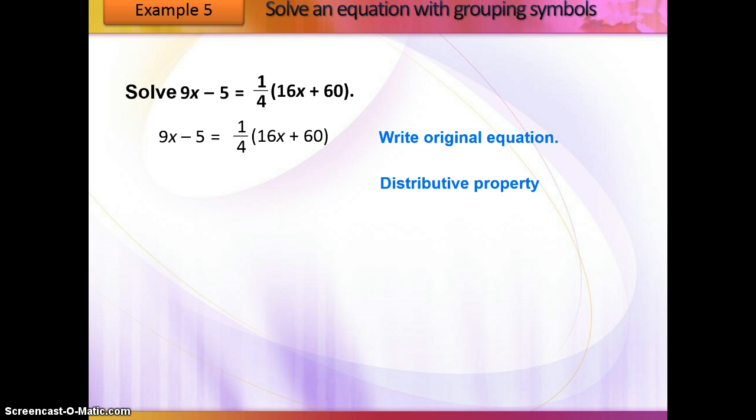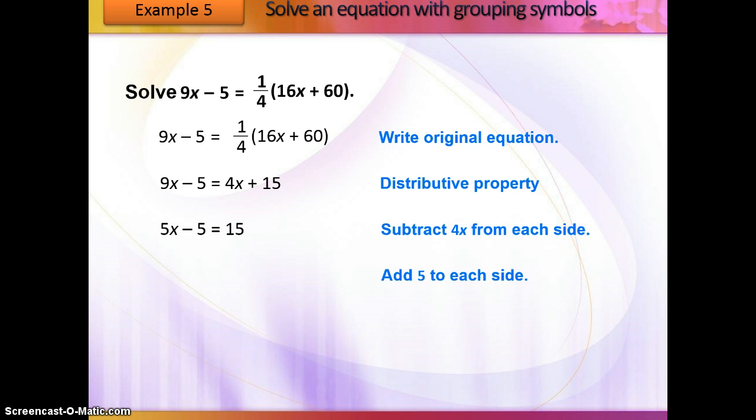This would give us 9x minus 5 on the left is equal to 4x plus 15. Now I'm going to subtract 4x on both sides of the equation. This would give us 5x minus 5 is equal to 15. Then I'm going to add 5 to both sides of the equation. That will give us 5x equals 20. And divide by 5 on both sides. My answer will be x equals 4.